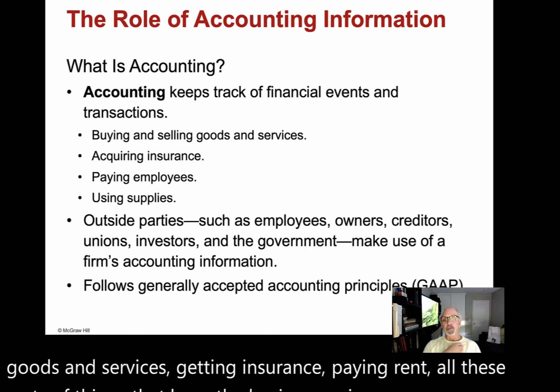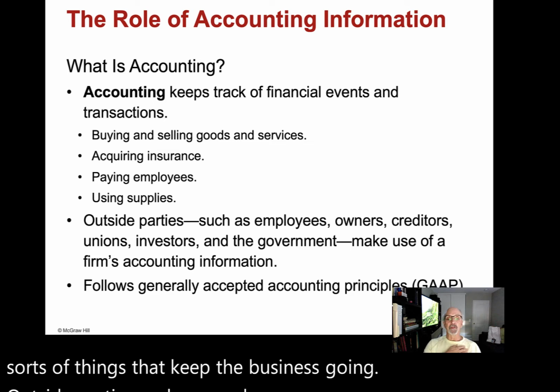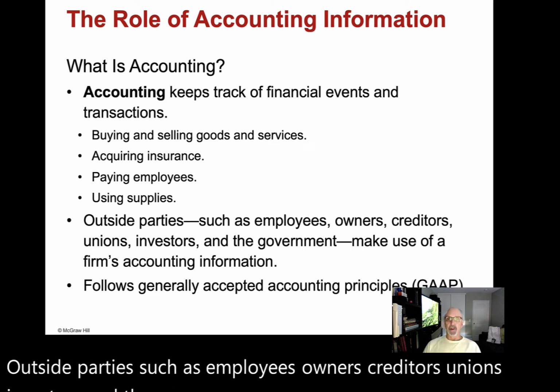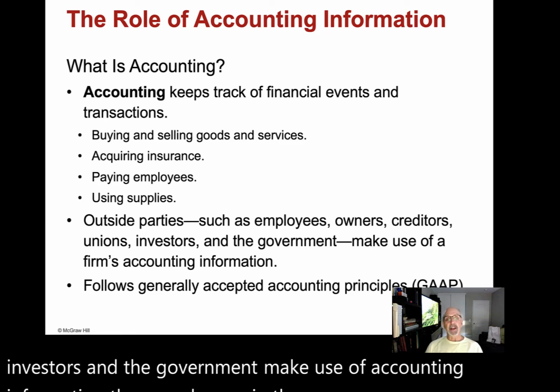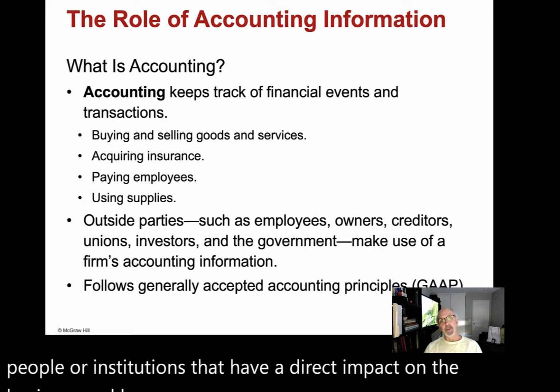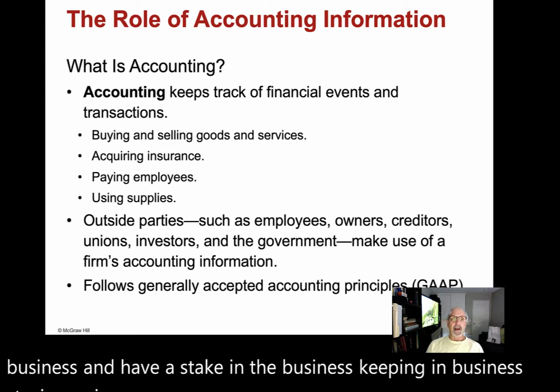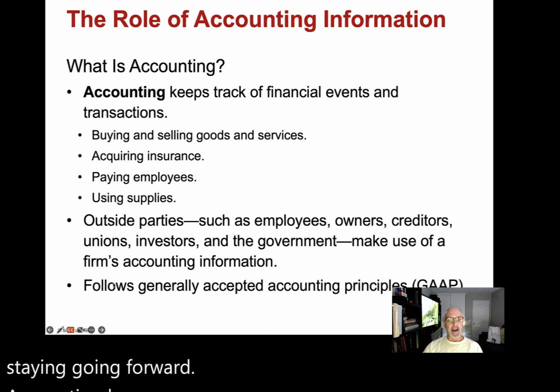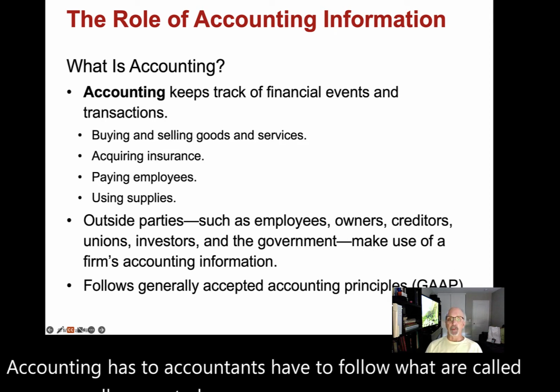Outside parties, such as employees, owners, creditors, unions, investors, and the government, make use of accounting information. They're known in the industry as stakeholders, people or institutions that have a direct impact on the business and have a stake in the business staying in business going forward. Accountants have to follow what are called GAAP, generally accepted accounting principles. All American companies must follow GAAP.